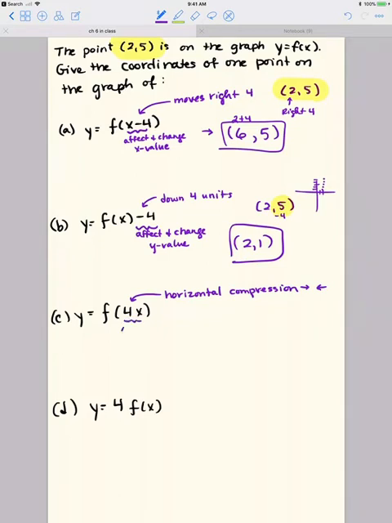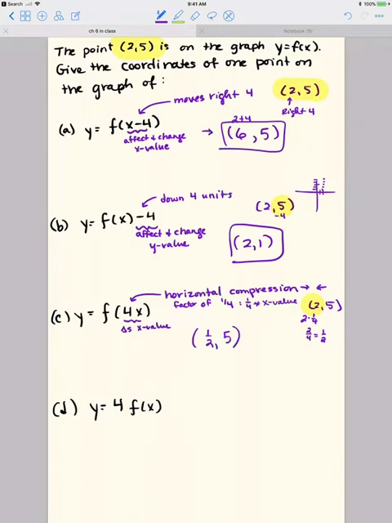Because it's inside, it's going to end up changing the x value, but also because it's inside, it's a horizontal compression by a factor of 1/4, which means we will 1/4 the x value in the coordinate that we started with, 2, 5. So we're only changing the x coordinate here, and we're going to 1/4 it. So if I take 2 and multiply it by 1/4, I get 2 over 4, which is 1/2. So our new coordinate point here is 1/2, 5.